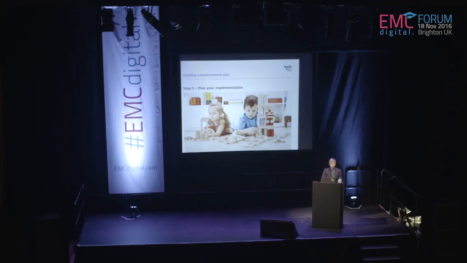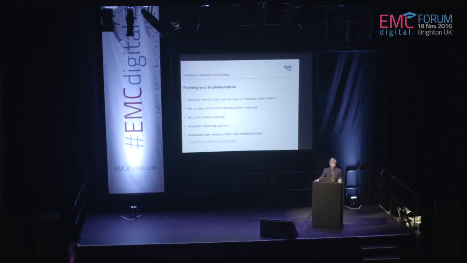And the final step of creating a measurement plan is to then plan the implementation. So you want to consider which tools you're going to use to measure these metrics. We'll come on to some of that in the next section. You also want to set up any additional tracking that's required, and test and review that tracking to make sure it's working as you'd expect. You can also consider your reporting options. So how are you going to be reporting back to your broader team, perhaps to governors, to the board, that kind of thing. So really it's about making sure that not only are you measuring these things, but actually you're reporting back and then acting on them as well.